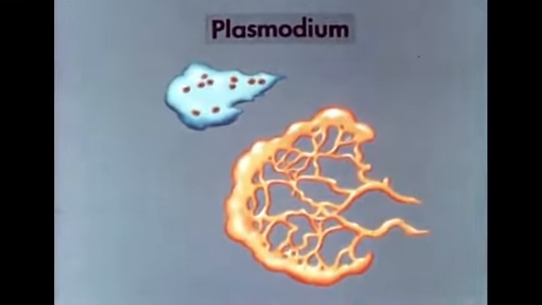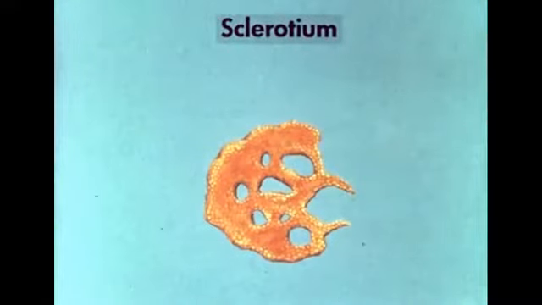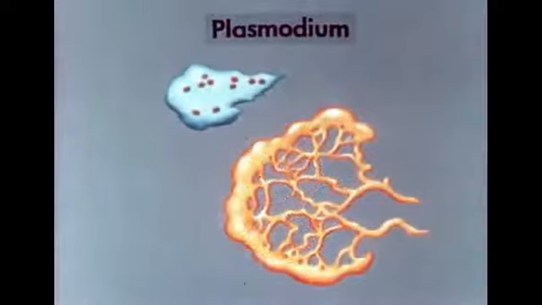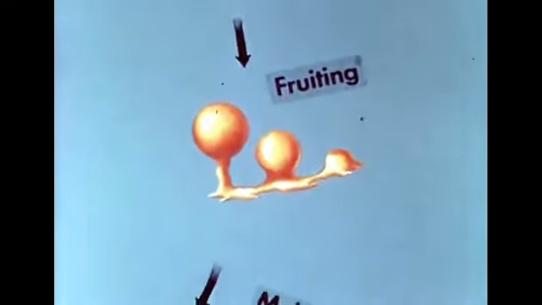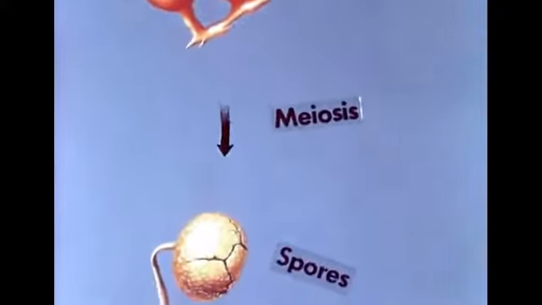the plasmodium. Under unfavorable conditions, the plasmodium may form a resting body called a sclerotium. The sclerotium is composed of macrocysts. Under favorable conditions, the sclerotium may again become a plasmodium. Eventually, the plasmodium converts into one or more fruiting bodies which bear the spores.